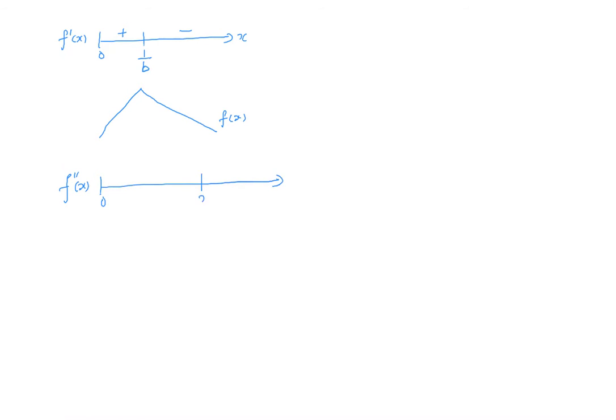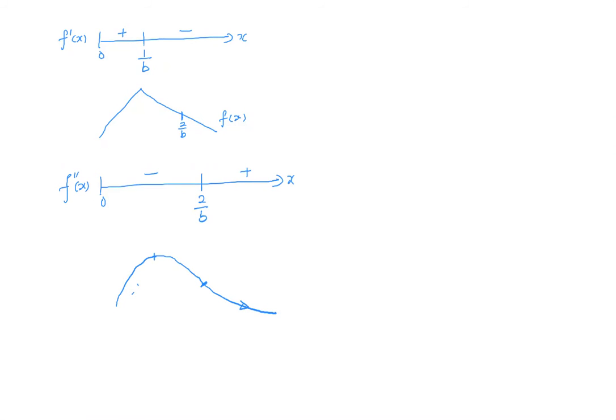2 over b is here, and here is a minus, here is a plus. So that means this part until here, it is concave. It will go up here, then it will be concave. Then after 2 over b here, it turns to convex. So you will have the graph like that.